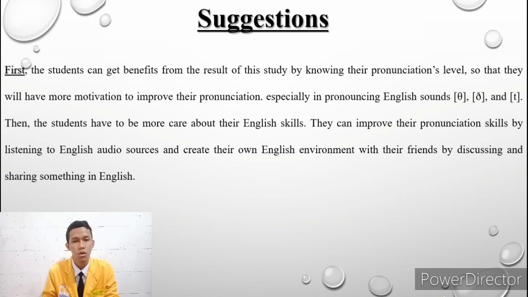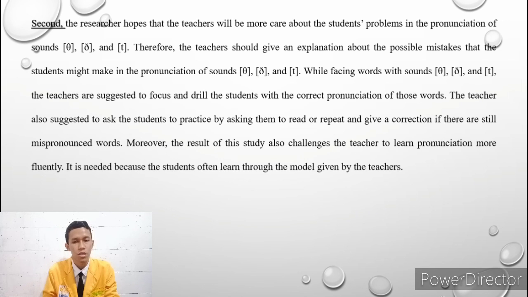Second, the researcher hoped that the teacher will care more about the student problem in the pronunciation of these sounds. Therefore, the teacher should give an explanation about the possible mistakes that the student might make in the pronunciation of these sounds. While facing words with these sounds, the teacher is suggested to focus and drill the student with the correct pronunciation of these words. The teacher is also suggested to ask the student to practice by reading or repeating and give a correction if there are still mispronounced words.